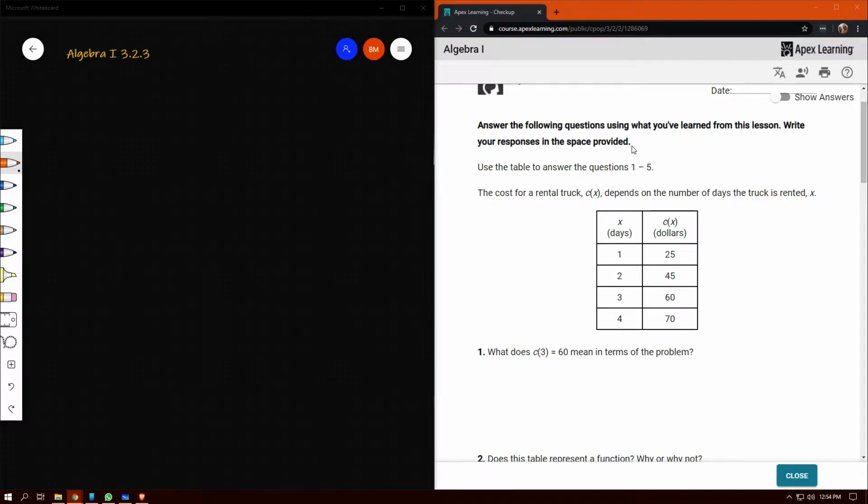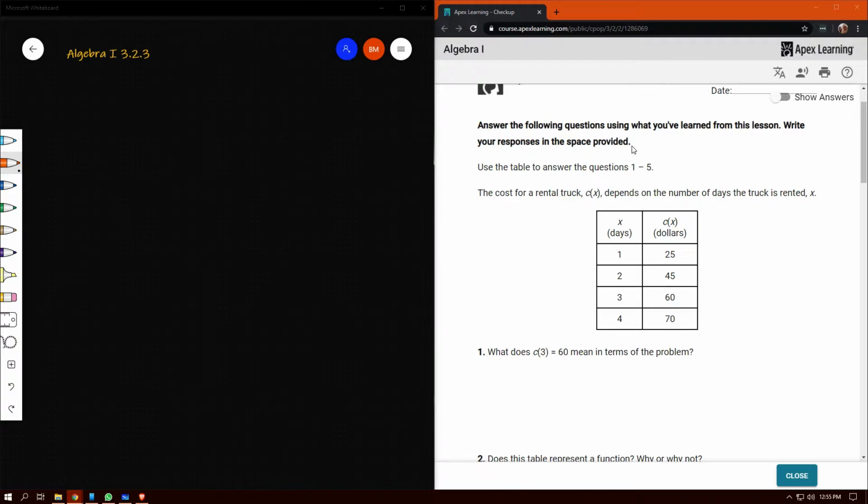Alright, so the first question is the cost for a rental truck, C of X. What that tells us right away is that the expression C of X, C parentheses X, close parentheses, stands for the cost. And it depends upon the number of days the truck is rented. So the cost is the dependent variable because it's depending upon something else, and what it's depending upon is our independent variable, which is going to be the days the truck is rented, and they are using X to represent that. All right, they give us a table with four X values and then four C of X values, one in days, one in dollars.